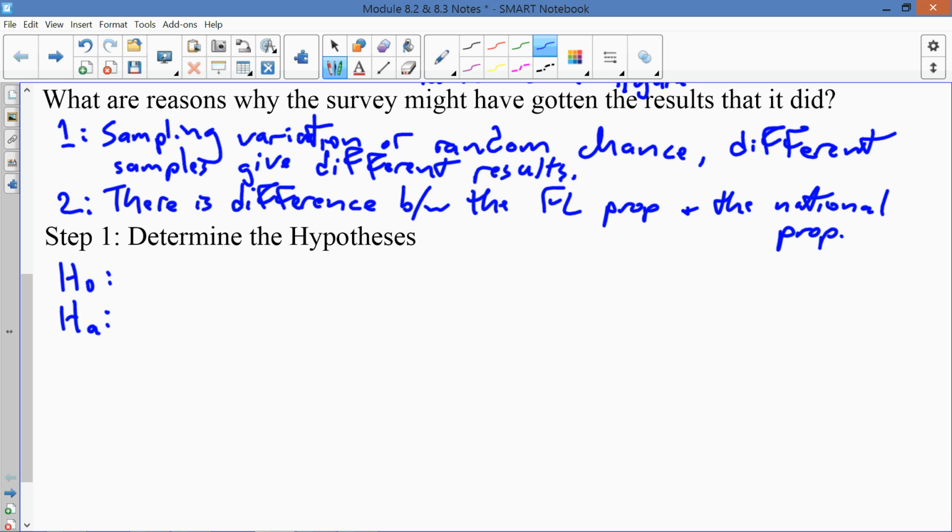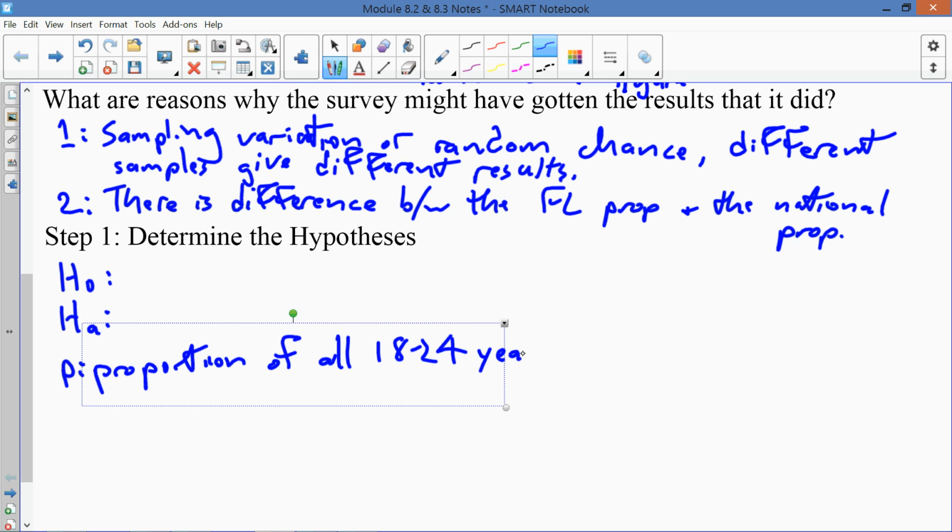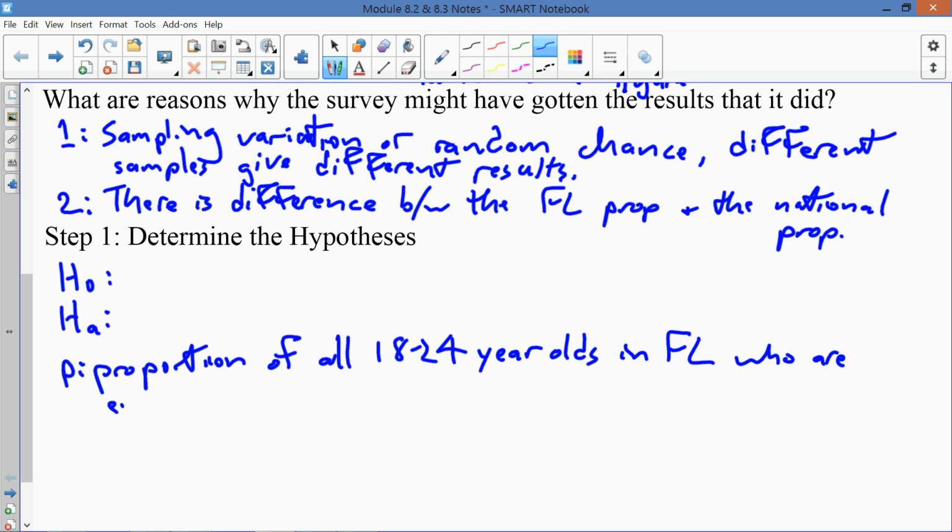And these are always about the parameter in question. Well, let's define our parameter then. Our parameter is p, the proportion of all, so it's a population proportion. What population is it? All 18 to 24-year-olds in Florida. The proportion of them who are enrolled in community college. All right.